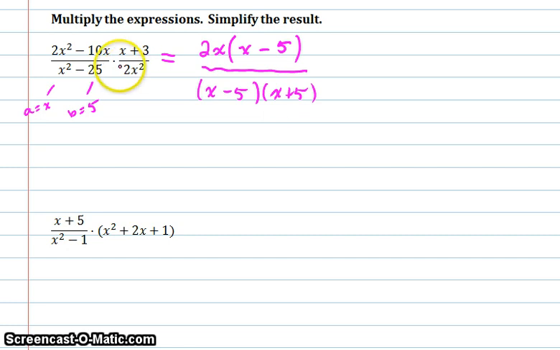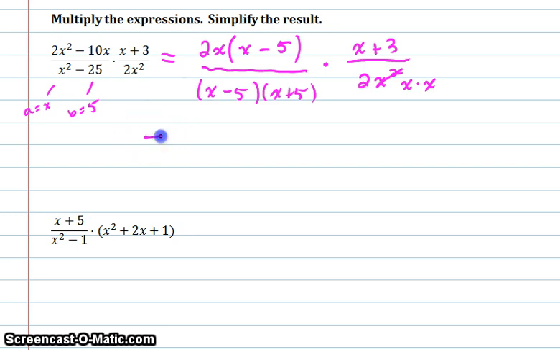Then our second term, right here, x plus 3 can't be factored any further, so that's factored already, and then 2x squared is already factored as well. Remember that 2x squared is really 2 times x, okay? So if you need to, you can write yourself a little note there.